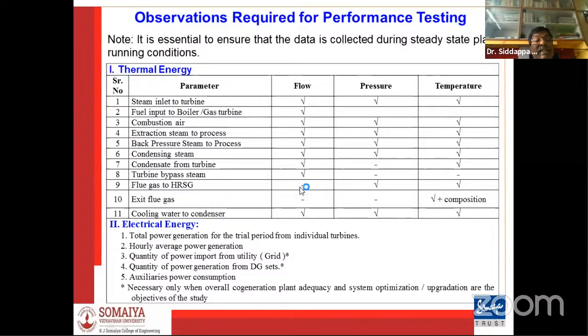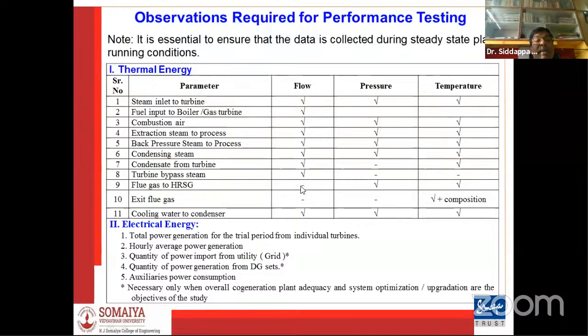And condensing steam, condensate from the turbine: how much flow is coming out, and whether the entire steam will be condensed or not. If not, the steam will come out along with the condensate, and if you are dumping it to the open hot wells, then that steam will be wasted. Therefore, as much as possible, it is always better to have the maximum amount of steam condensed.